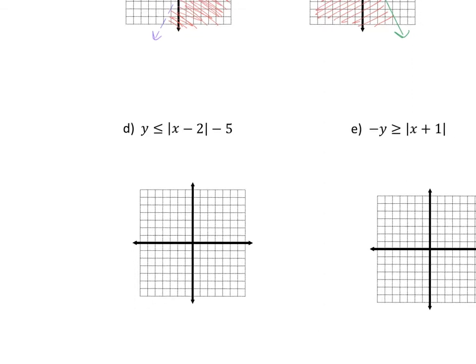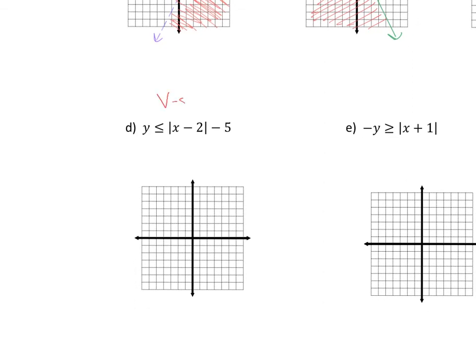Remember absolute value. You should have a V-shaped graph for absolute value. So we're going to start by figuring out what our vertex would be. Remember, the vertex is opposite of what it looks like inside and the same as what it looks like outside. So it looks like a -2 right now. That means it's a +2. And then it looks like a -5, so it's going to be -5. So first thing we're going to do is we're going to plot that vertex. So 2, -5. That's this point right here.